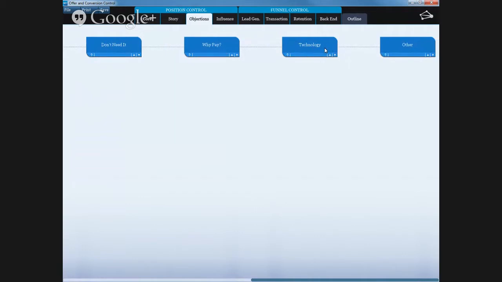Technology. Well, I've got old machinery. Why will it do it? Or I only use mobile. Your software only works on Windows and Mac. So anything related to technology, and last but not least, just another category, which is anything that in some way, shape, or form doesn't fall into those other elements.